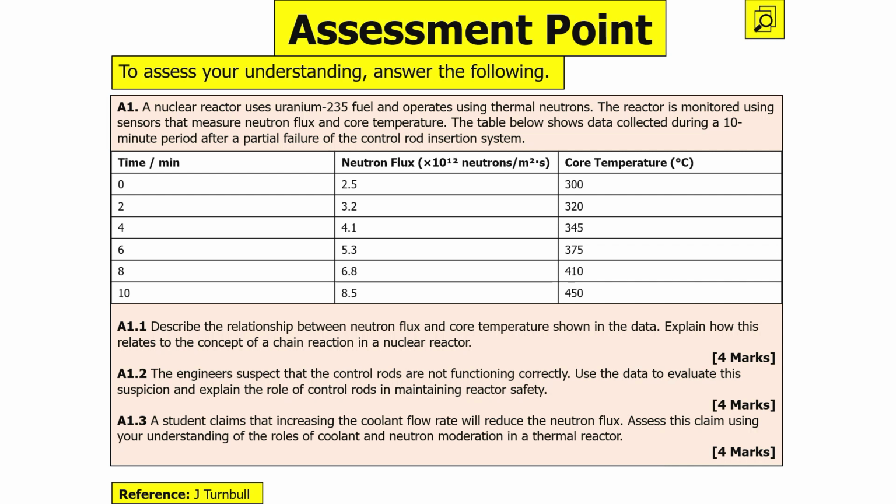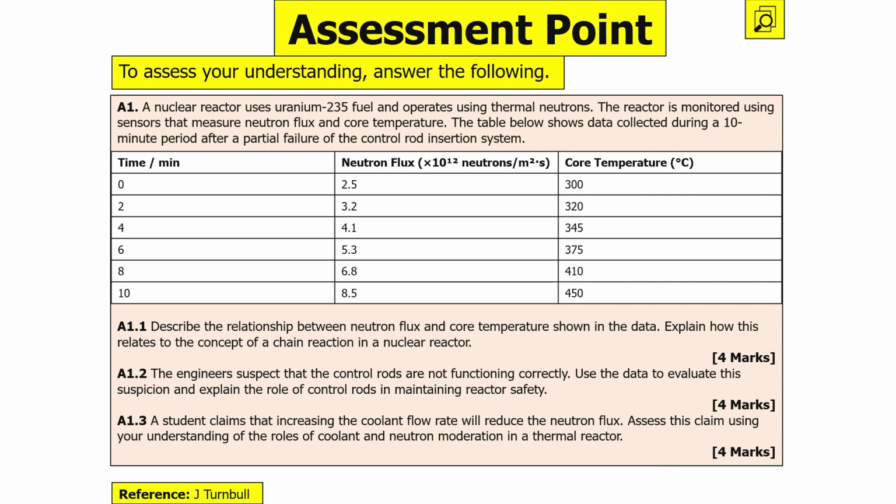A nuclear reactor uses uranium-235 fuel and operates using thermal neutrons. The reactor is monitored using sensors that measure neutron flux and core temperature. The table below shows data collected during a 10-minute period after a partial failure of the control rod insertion system. Describe the relationship between the neutron flux and the core temperatures shown in the data. Explain how this relates to the concept of a chain reaction in a nuclear reactor.